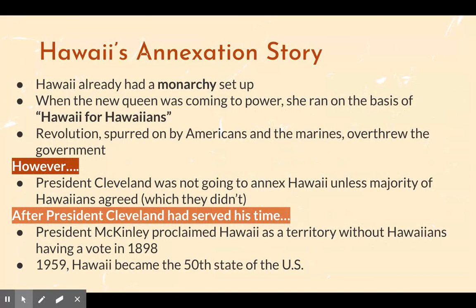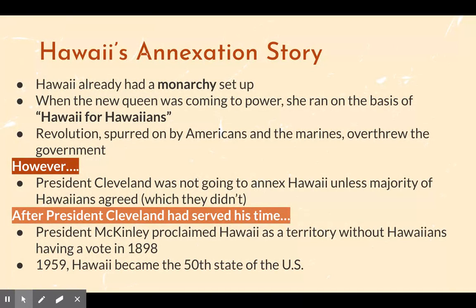Well, here's the end of the story. In case you didn't catch it, Hawaii was its own country. It had its own monarchy. A new queen came up, and she basically was trying to reclaim Hawaii. America had not taken it over yet, but she already knew that this was in place. So her campaign, her thing, was Hawaii is for Hawaiians.